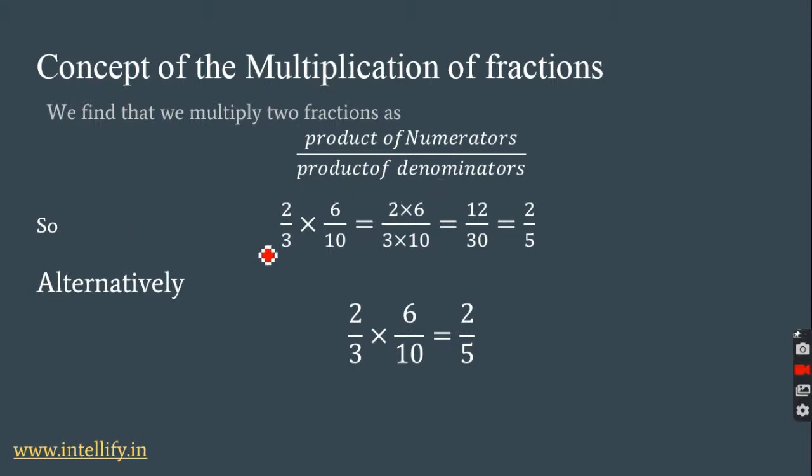So over here we have 2 by 3 into 6 by 10, which is equal to 2 into 6 by 3 into 10, which is equal to 12 by 30. Now we can reduce it by dividing those two numbers by 3. So 12 divided by 3 is 4 and 30 divided by 3 is 10. So 4 by 10. Now it can be further reduced by dividing it by 2. So 2 into 2 is 4 and 2 into 5 is 10. So the answer is 2 by 5. But this is not the actual procedure we follow while solving.